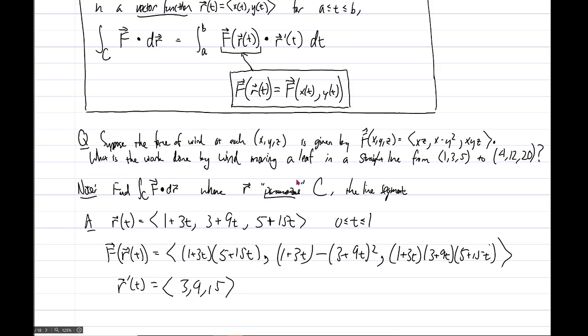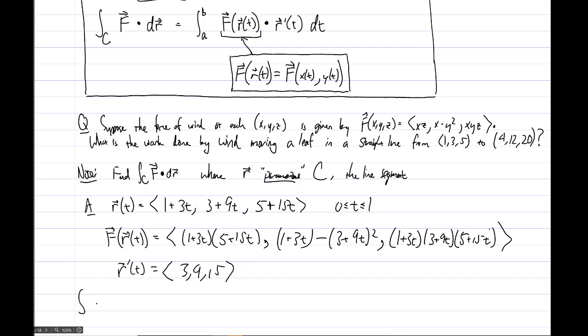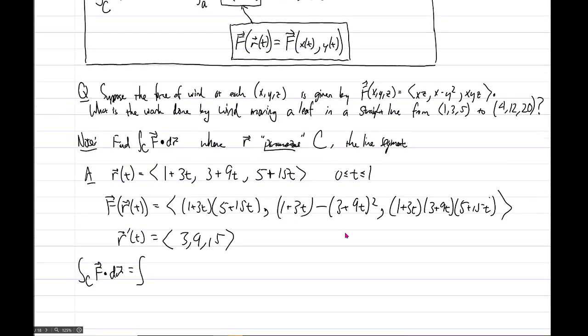Now, the work done is the integral. So just that notation again, right? But what we end up with is, well, t goes from 0 to 1. So we have integral 0 to 1 of this vector dot that vector. Okay, so let's just write it out. Yeah, so I'll copy the 3 first. This time 3 times 1 plus 3t times 5 plus 15t. Okay, plus the next part of the dot product, 9 times this stuff.